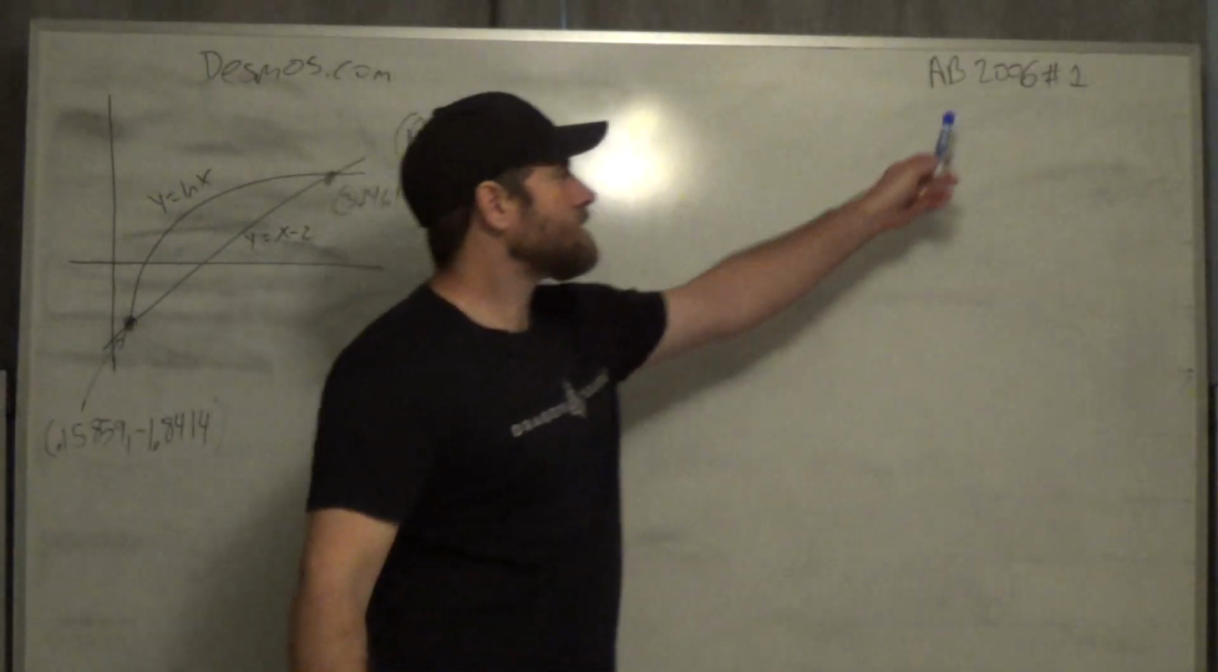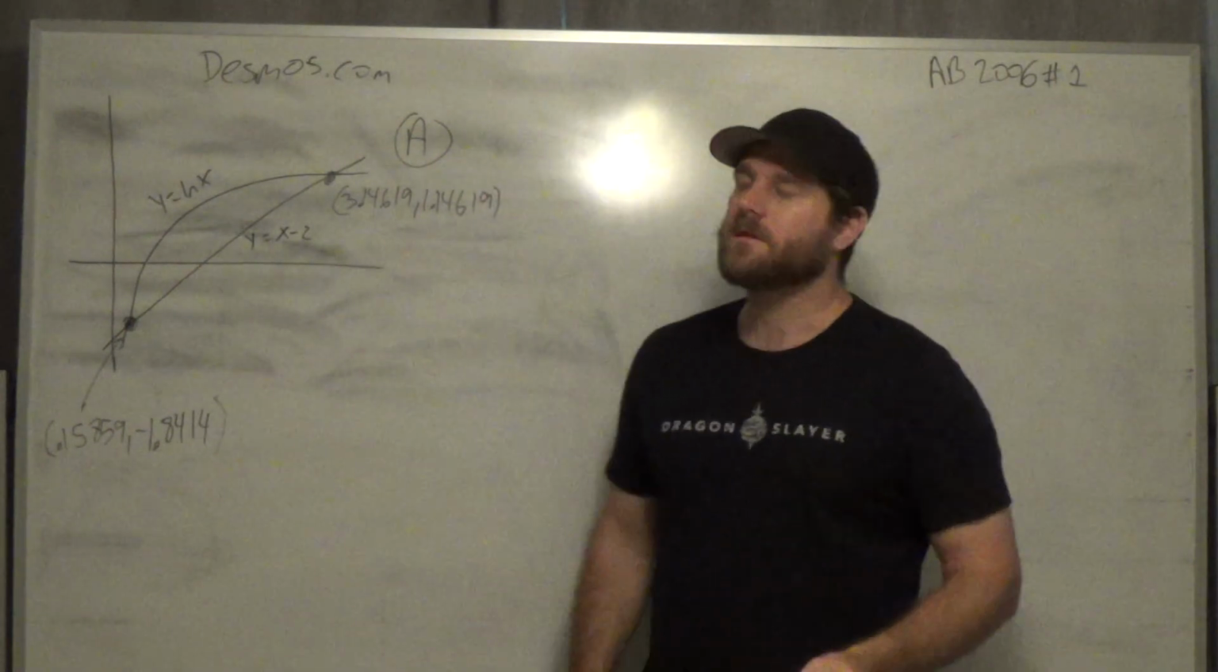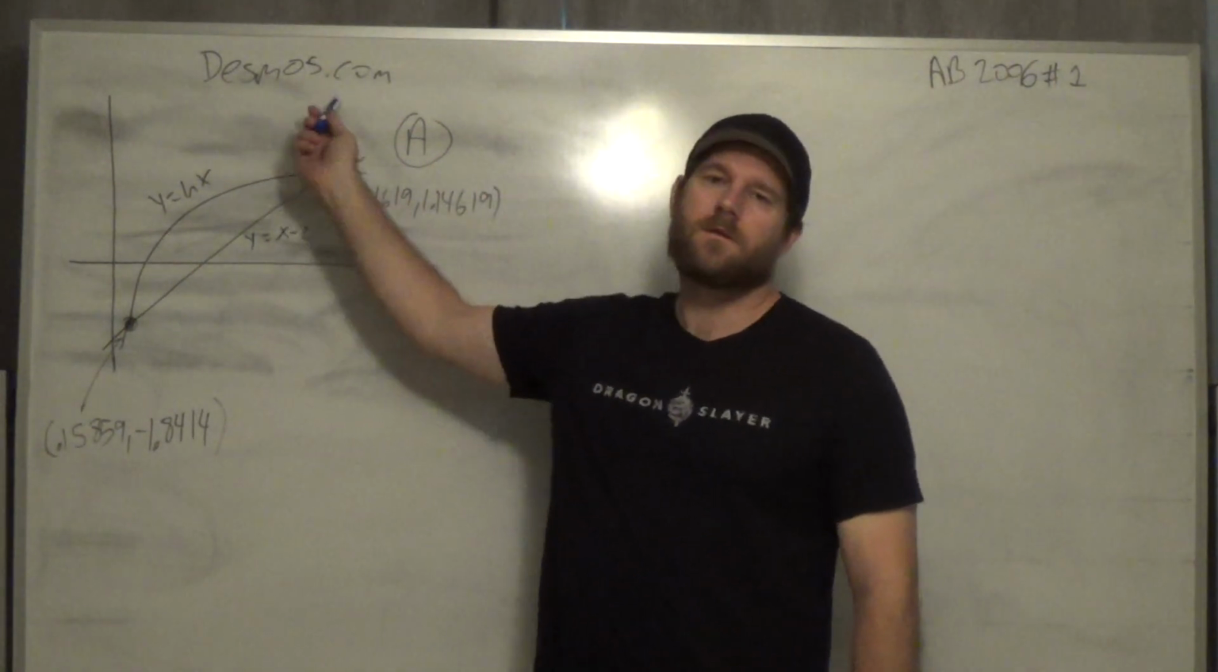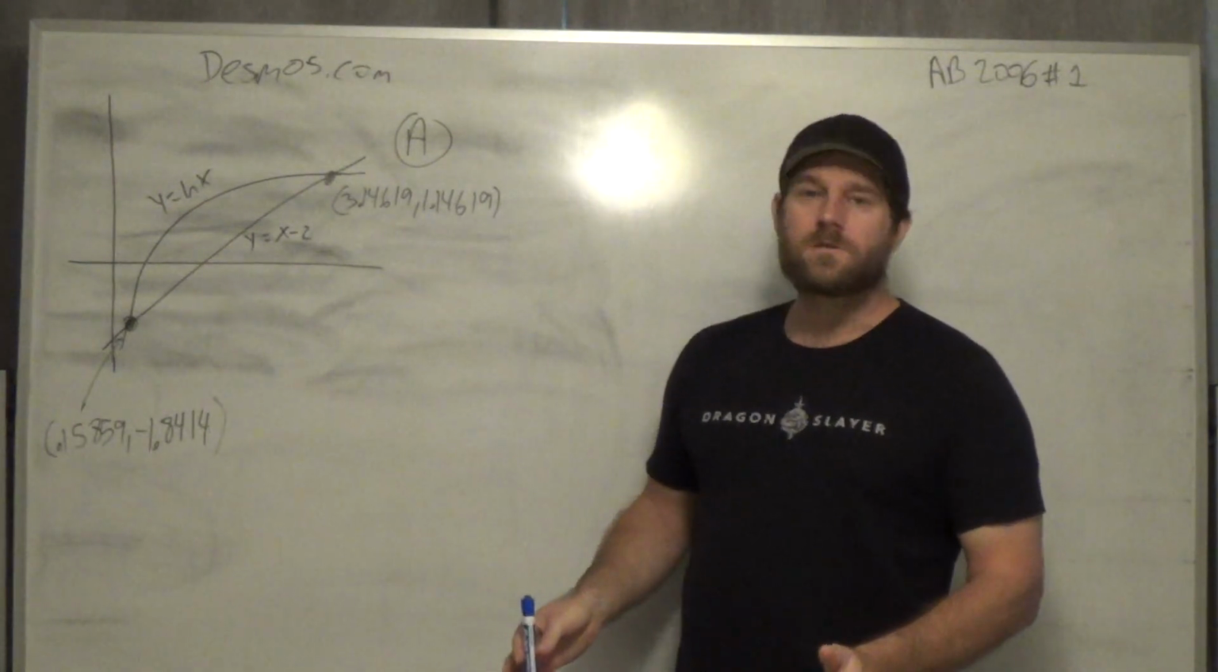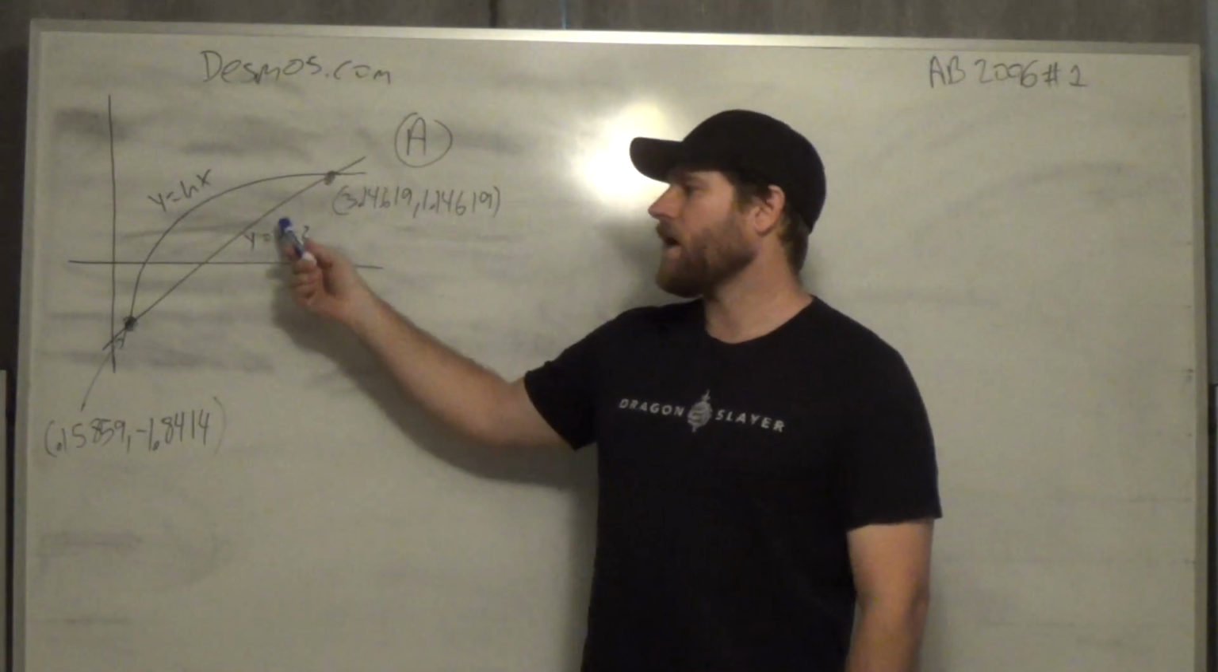Hi, AB Calculus. We're working on 2006 number 1. This is a calculator question, so if you don't have a graphing calculator, go to desmoscott.com and practice using it. Pretty easy question. So we have the line y equals ln of x and y equals x minus 2.